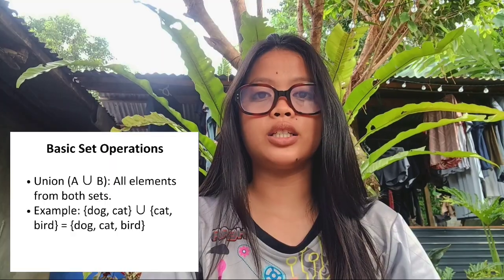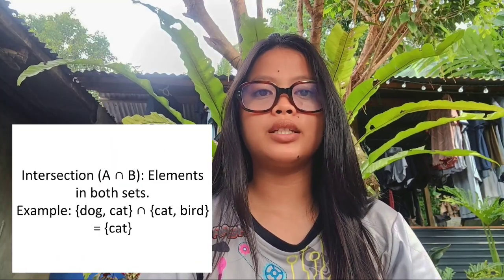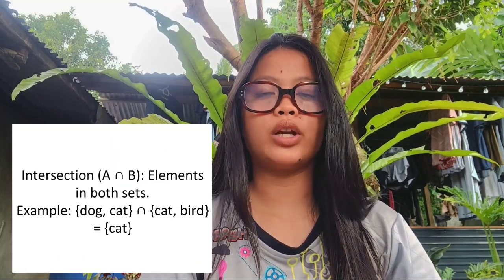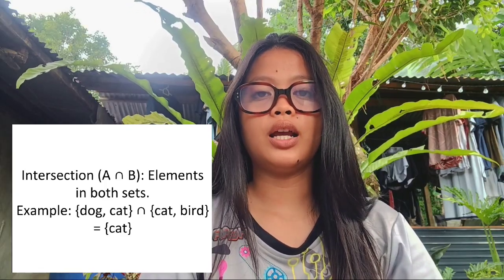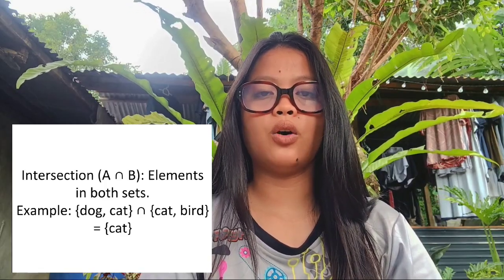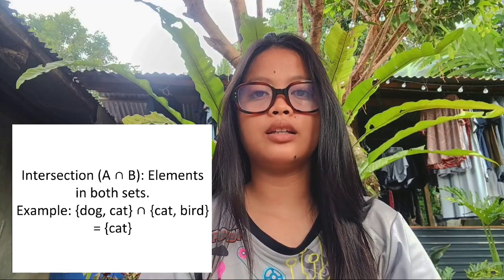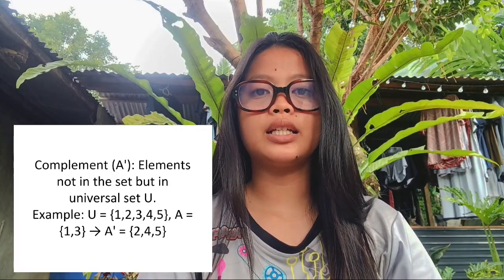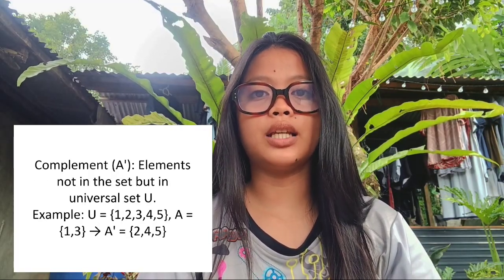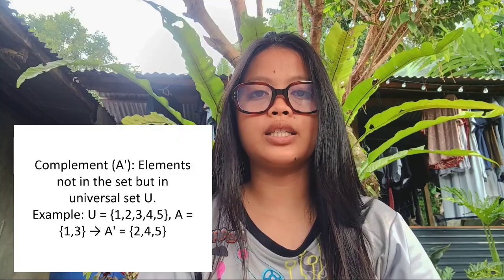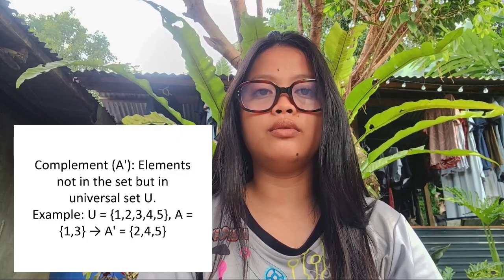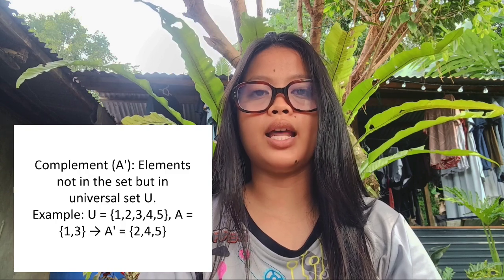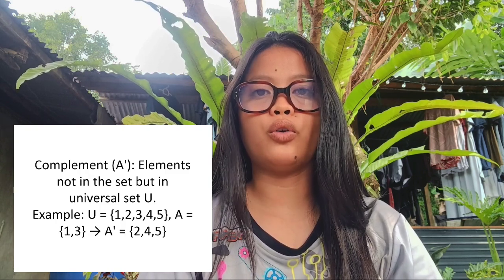Next is intersection: only elements that appear in both sets. For example, {dog, cat} and {cat, bird} intersection is cat. Next is complement: elements that are not in the set but in the universal set. For example, if U is 1, 2, 3, 4, 5 and A is 1, 2, 3, then the complement of A is 4, 5.